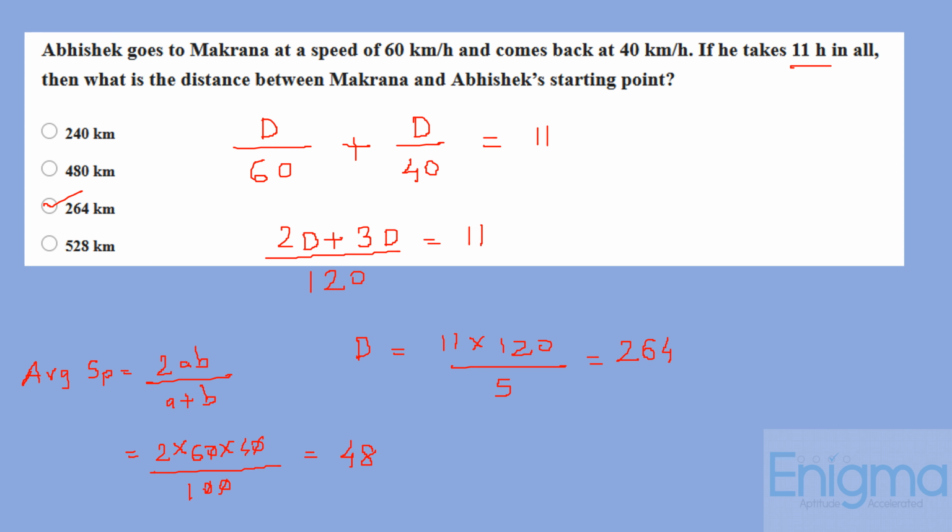Now the total travel is taking 11 hours. So the total distance will be 48 into 11, which is 528 kilometers. But this is the total distance, that is from Makrana to Abhishek's place and back. So we will have to divide this by 2. So our final answer again comes out as 264 kilometers.